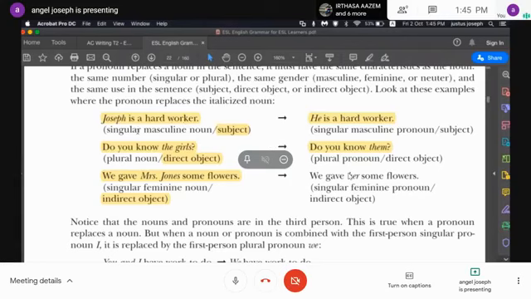Okay, so look at these sentences. Joseph is a hard worker. Joseph is the subject. Okay, and we are talking about Joseph. So we are talking about a condition that Joseph is in, or a quality of Joseph. So Joseph is a hard worker.